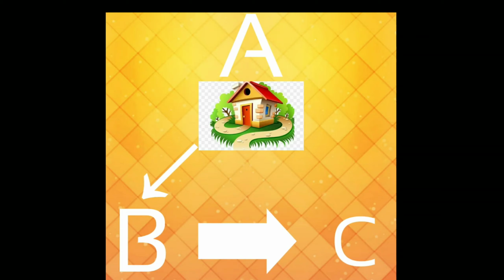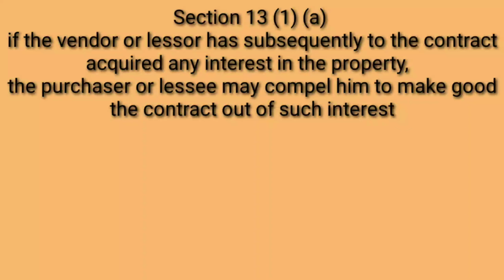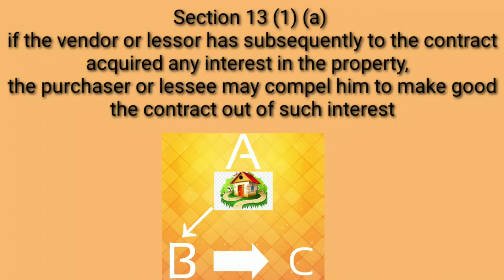So the first remedy that C has is mentioned in Section 13 subsection 1 clause A. Clause A says that if the vendor or lessor has subsequently to the contract acquired any interest in the property, that means in this example if after the demise of A, B gets the ownership of this house, then C can compel him to transfer the house to C. That means the purchaser or lessee, in this example C is the purchaser, may compel B to make good the contract out of such interest.